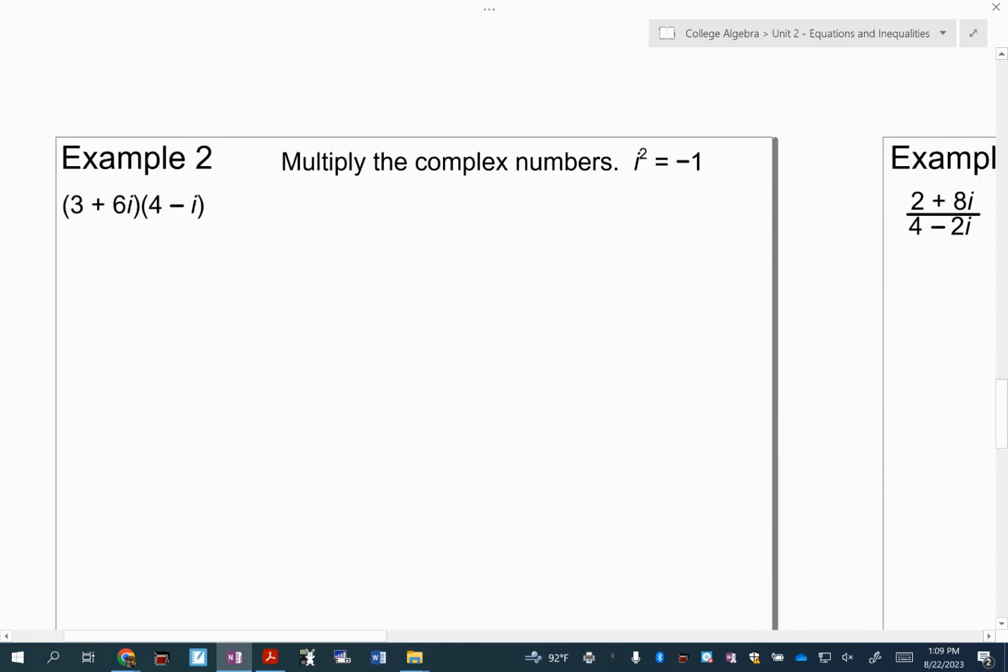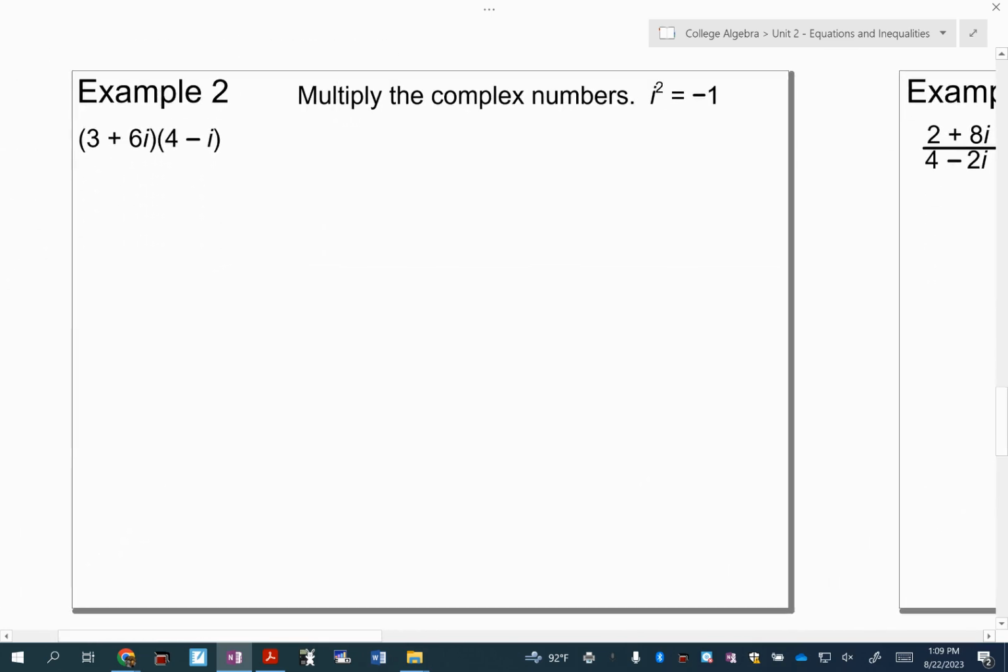Let's get into multiplication. It's a little bit tougher. We are going to distribute like you would for any binomial times a binomial. Again, a quick note: when we get i squared, just a reminder, i squared is not an imaginary value. You can go ahead and replace that with the real number -1. So here we go. 3 times 4 is 12. 3 times -i is -3i. 6i times 4 is 24i, and then 6i times -i is -6i squared.